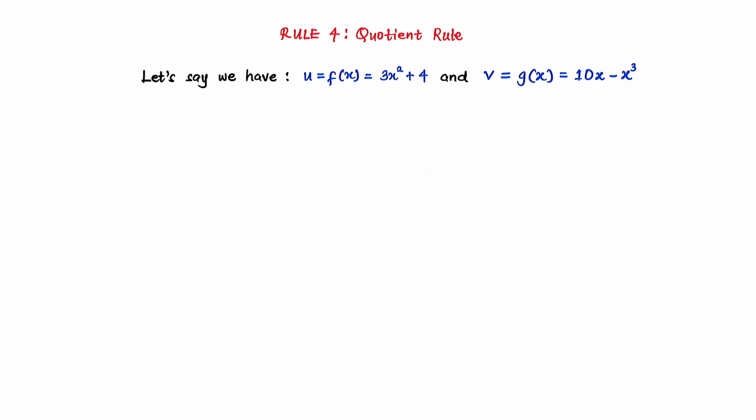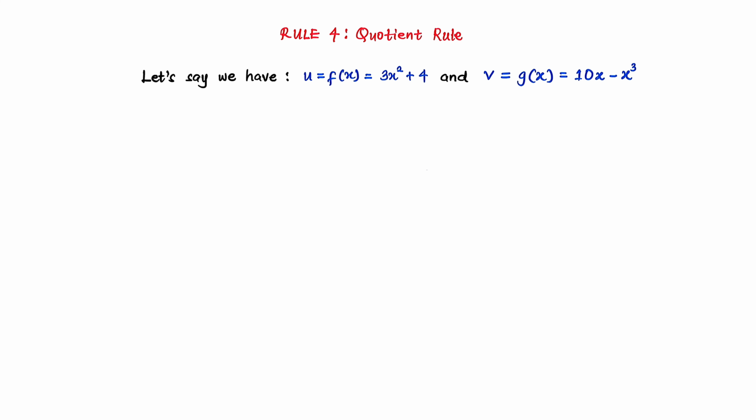Let's say we have a function which is u equals f of x, and it's equal to 3x squared plus 4. By differentiable function, what we mean is that 3x squared plus 4 in and of itself, we can take the derivative of it, which means we can differentiate it with respect to x.